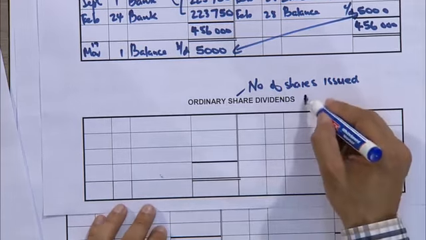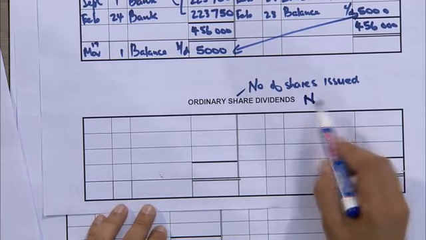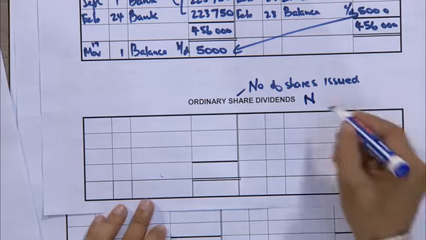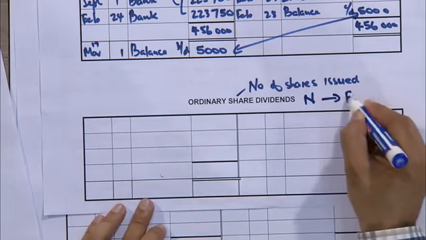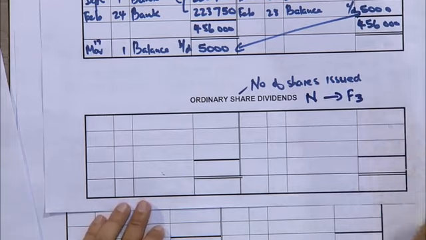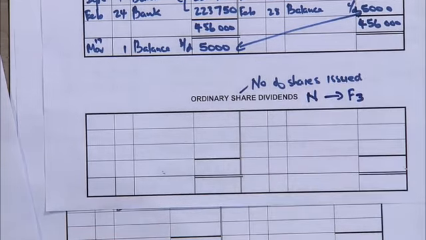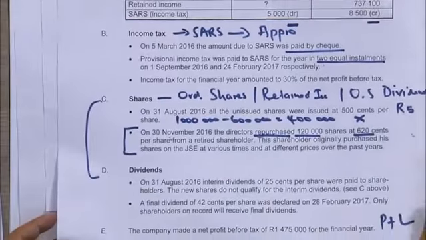You must also just remember that ordinary share dividend account is a nominal account and it will close off to one of the final accounts, which will go to F number 3 in this case, which will be appropriation. Okay? As we do this, I will explain where that is coming from. Okay, so the information talks about dividends.